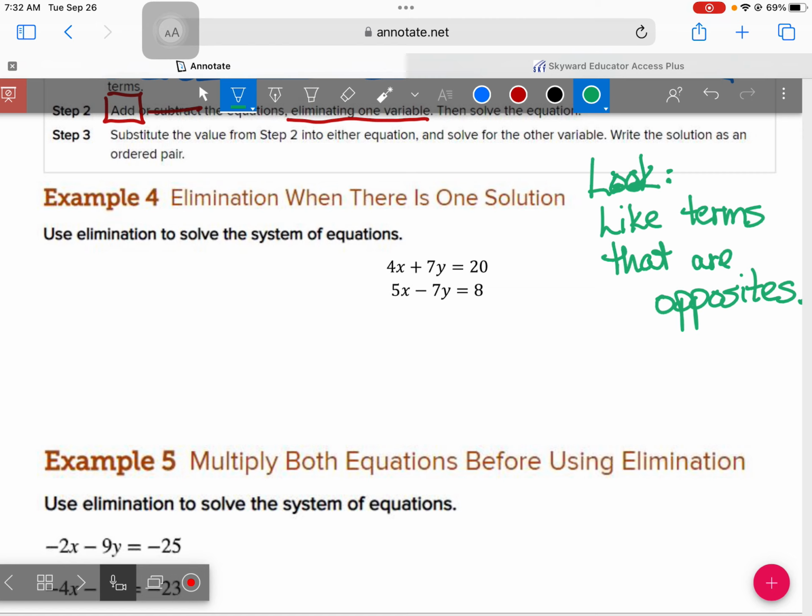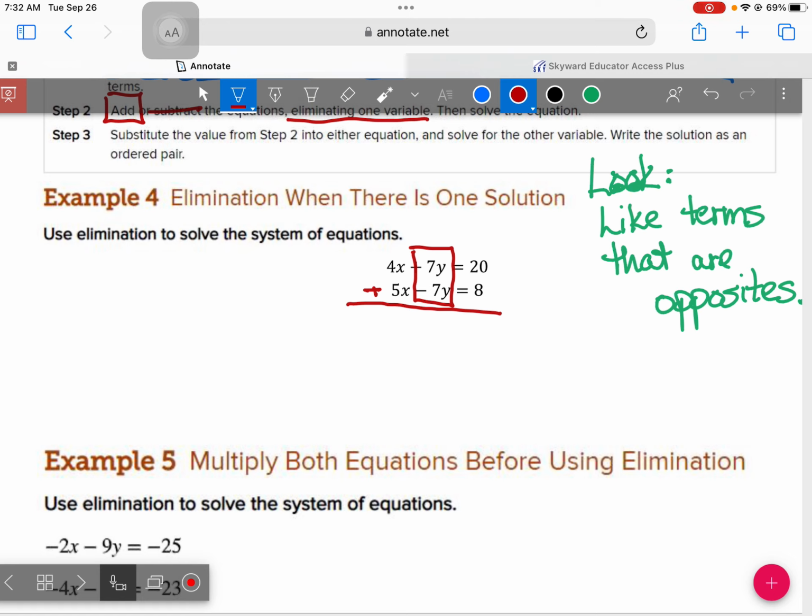Why? Because I said so. Okay, yes. Positive 7y and negative 7y. When you see those opposites, I want you to put a box around them. A square, rectangle, whatever you want to call it. Put a rectangle on it. Okay. Do that, please.